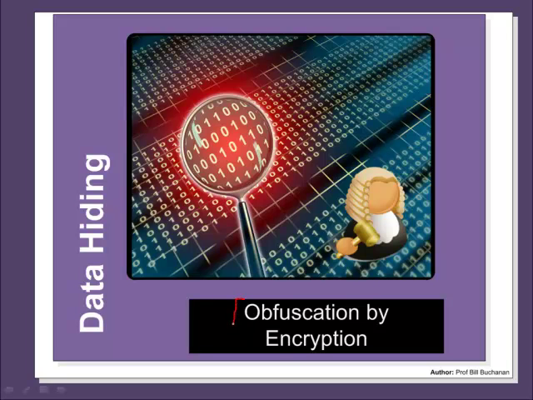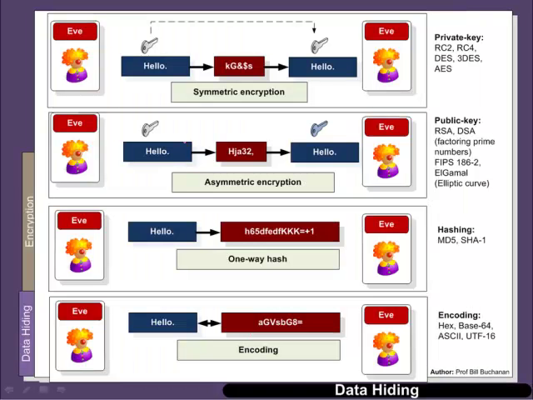So let's look at one method which is fairly difficult to actually determine the original information, and that's where a malicious person might use obfuscation by encryption. The four main methods related to this include the encryption methods, and also it's possible to hide information through various types of encoding.